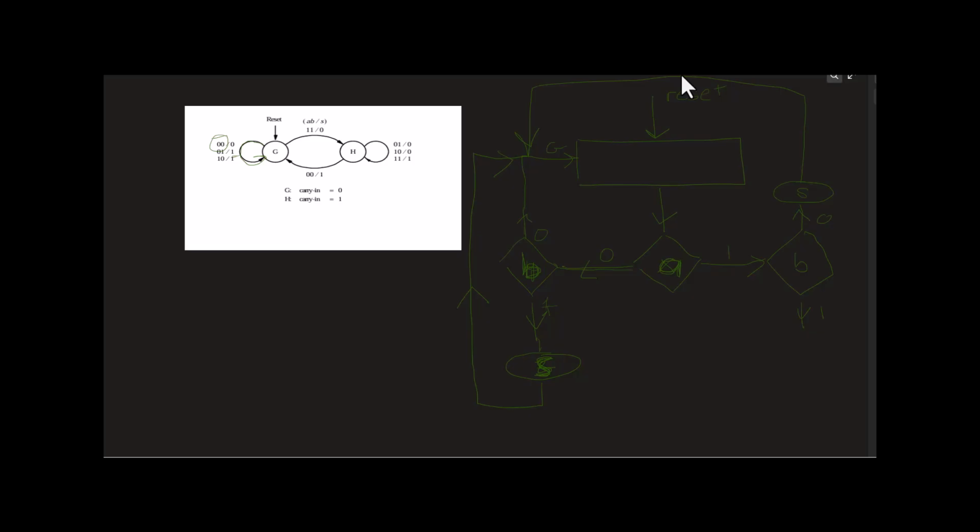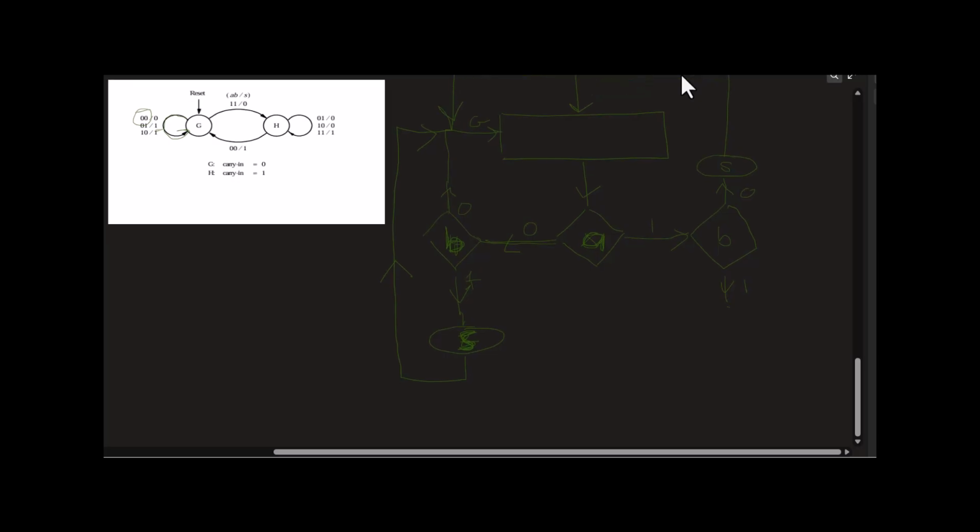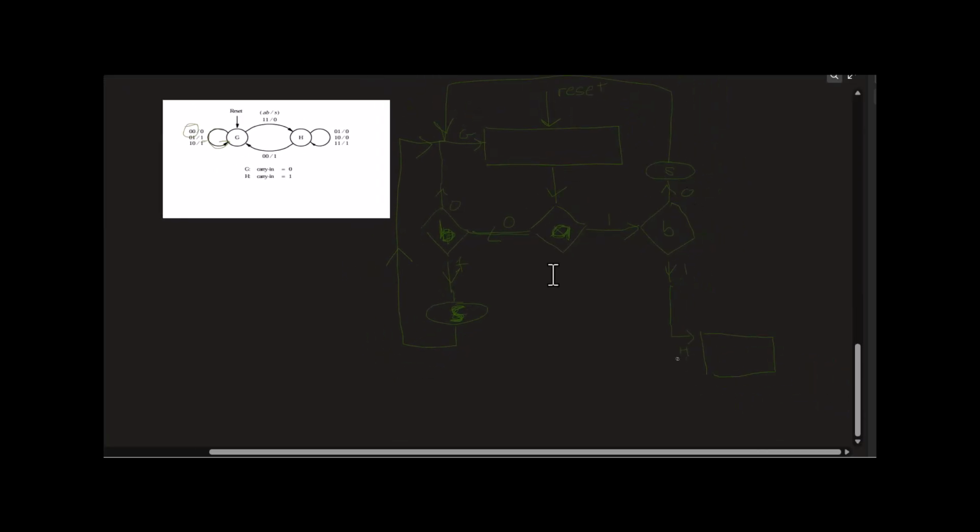If I get a 1, I get an output of 0. So with an output of 0, I don't have to put a circle, but I go to my next state. And that state is H. And then from H, I first check A. And if A is 0, do I do different things? Yeah, I do. I do have to check B.